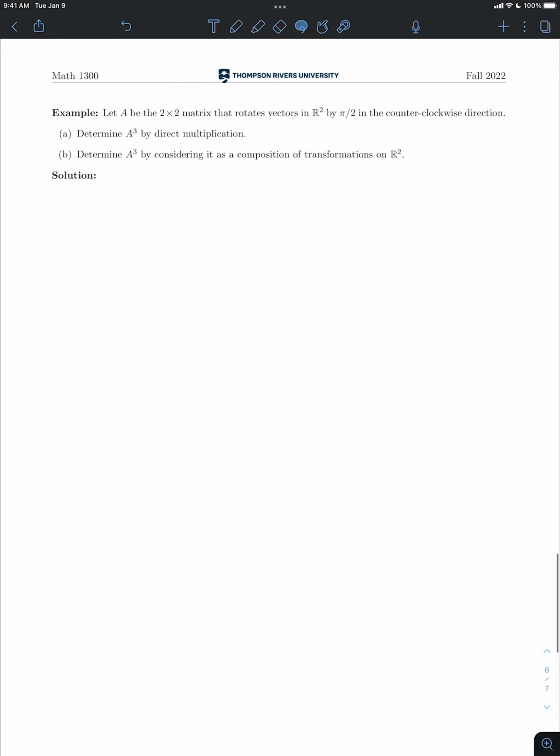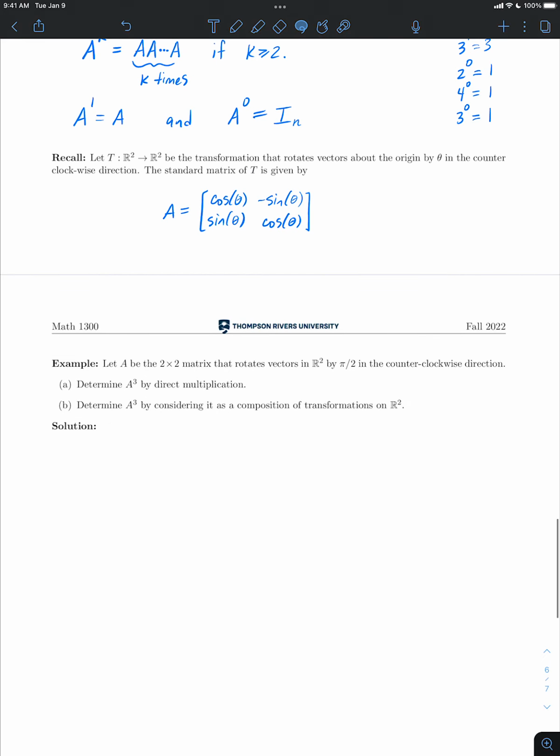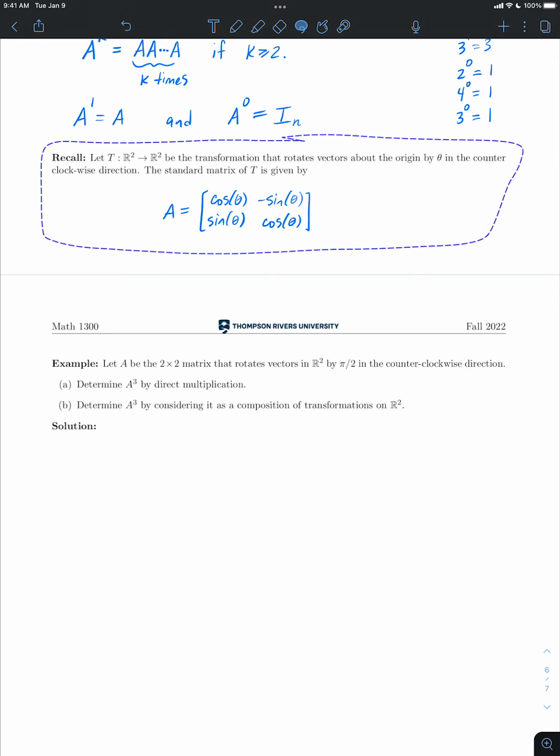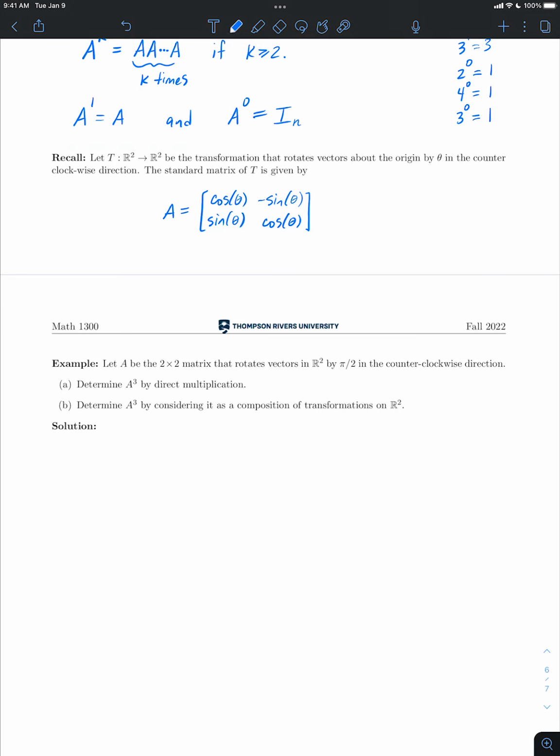So first of all, what's the matrix? A is a 2 by 2 matrix that rotates vectors in R2 by pi over 2 in a counterclockwise direction. Well, that's a specific case of the matrix we just talked about, right? This is what you would use for A for rotating vectors about the origin by an arbitrary angle theta in the counterclockwise direction. But in our case, we want to do it specifically by pi over 2. So that tells us how to get the matrix A in this example. So let's write that out first.